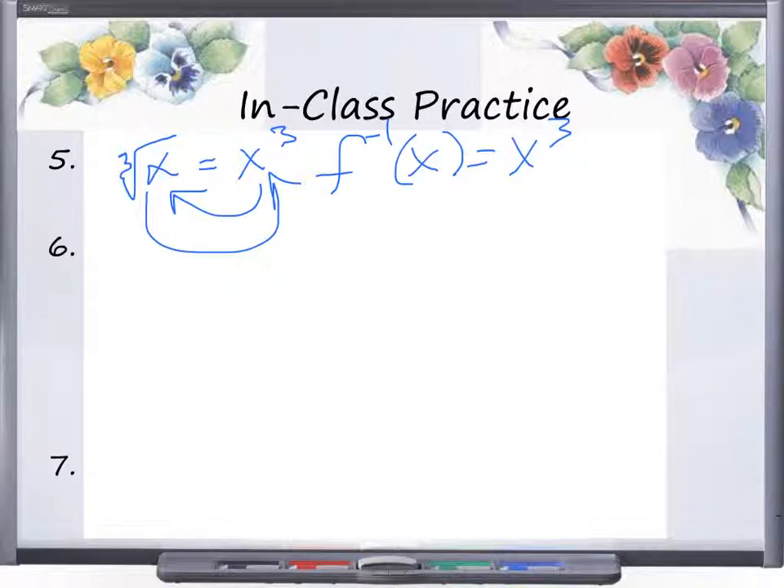Number 6, use the graph of the function to sketch the graph of its inverse. So what I do is I draw that x equal y line, and I try to sketch a rotation around it. And then I just translate it over to the second set of axes so it's all by itself. Alright, number 7, does the function have an inverse? Well, does it pass the horizontal line test? That's up to you.